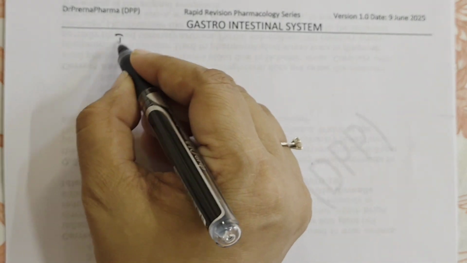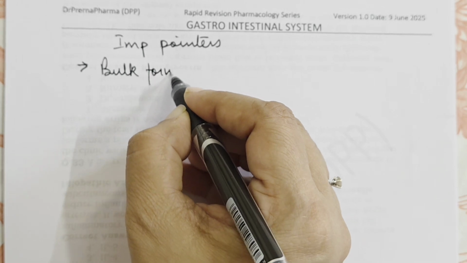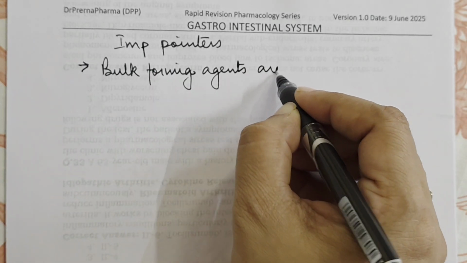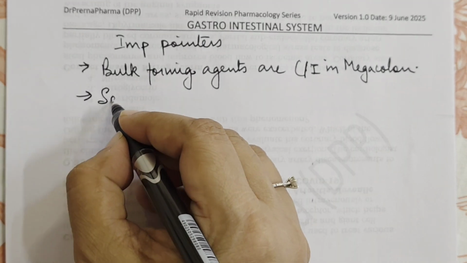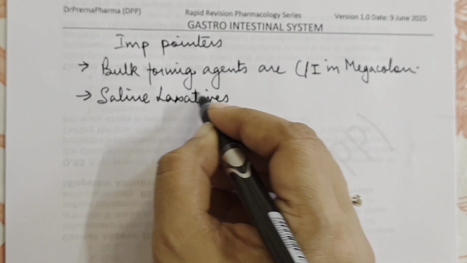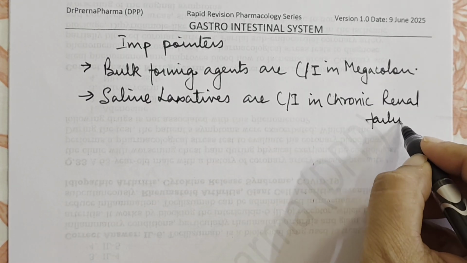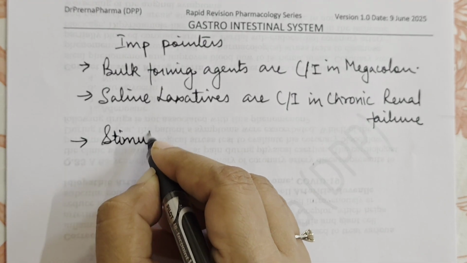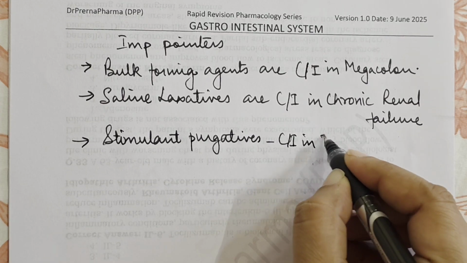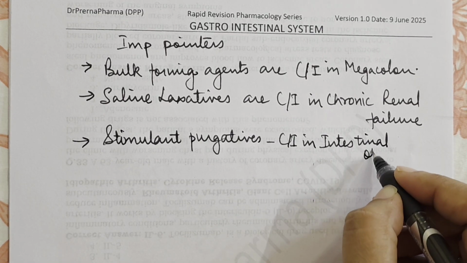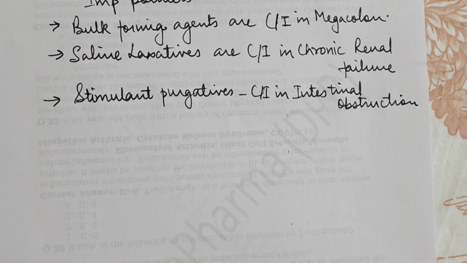Okay. Now taking important pointers of constipating drugs. First of all, bulk forming agents are contraindicated in megacolon because they will just deteriorate the condition. Then saline laxatives are contraindicated in chronic renal failure. Okay. Then stimulant purgatives are contraindicated in intestinal obstruction because they can result in perforation also. So these are some important pointers from the constipation drugs.